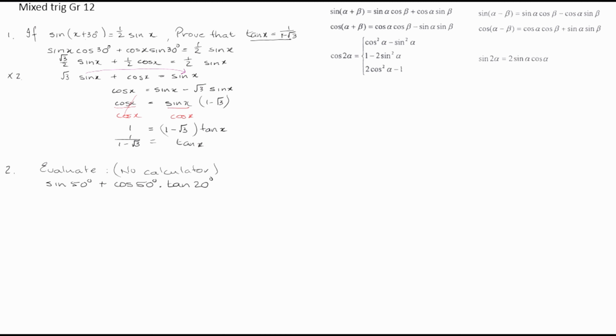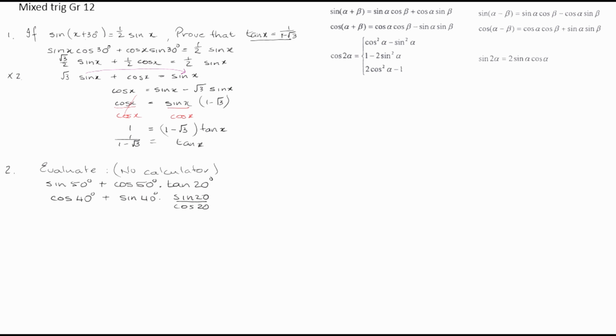Right, evaluate means you've got to finish up with a number, a value. I have a look at 20s and 50s. I don't see a connection directly. I know that tan has to be sine of 20 on cos of 20. So I'm going to change these to co-functions. So I'm going to change sine of 50 to cos of 40. And I'm going to change cos of 50 to sine of 40. And I'm going to change tan to sine 20 on cos 20.